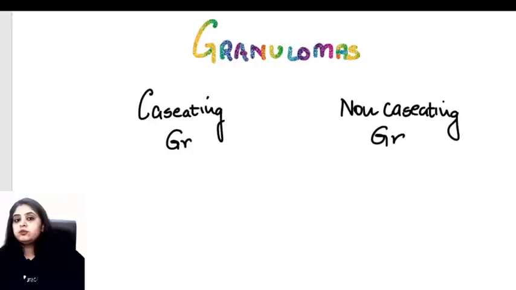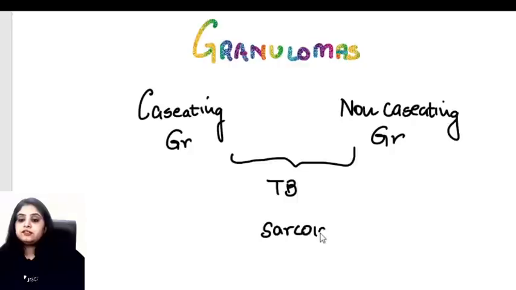So first and foremost, both caseating and non-caseating granulomas are seen in TB and they are seen in sarcoidosis. So that's one question which everyone asks. TB shows which one, sarcoidosis shows which one. So let me tell you, TB can show both. Sarcoidosis can also show both.